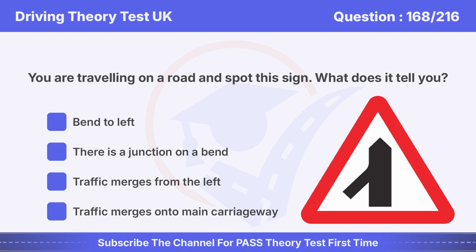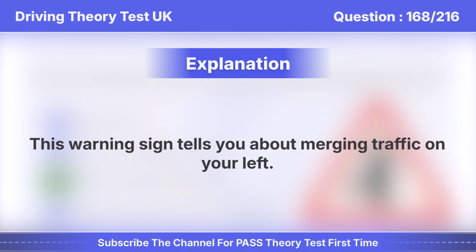Question 168. You are traveling on a road and spot this sign. What does it tell you? Answer is C. Traffic merges from the left. This warning sign tells you about merging traffic on your left.